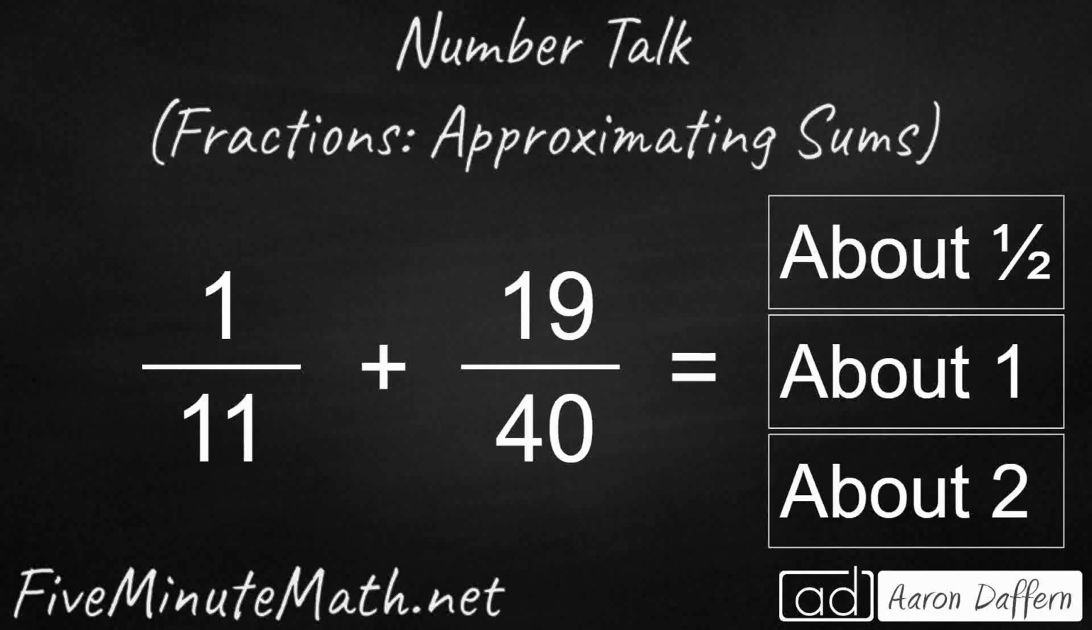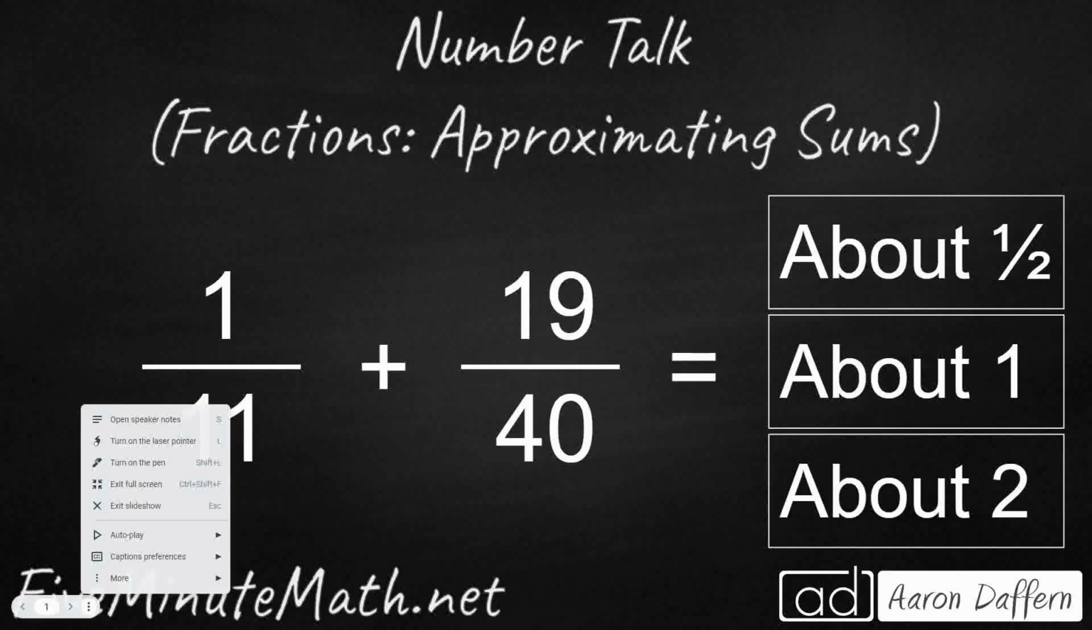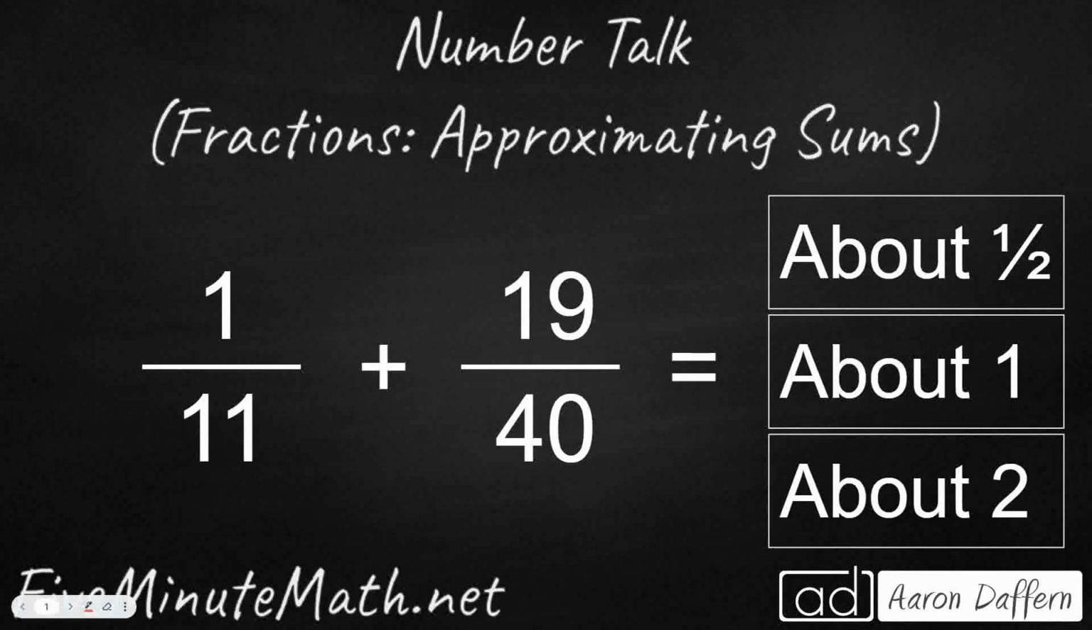Today, for our number talk, we are looking at two different fractions and approximating the sum. So let's take a look at our addends here, because if we can get these closer to some benchmarks, it will be pretty easy for us to approximate the sum. And I'm thinking since these are both proper fractions, that means we have a numerator less than the denominator. Some easy benchmarks are going to be 0, 1/2, 1.